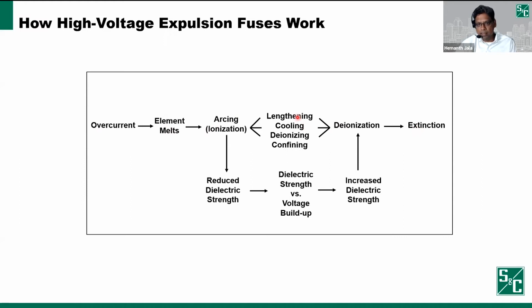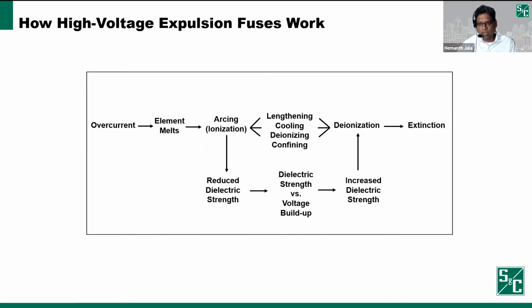To do that, these are the different processes. You want to lengthen, cool, deionize, and confine the arc into a small area, and you increase the dielectric strength so that the arc doesn't continue to go. Once you achieve that increased dielectric strength, it's complete deionization, and you stop the flow of current. So that's in general how a high voltage fuse works.